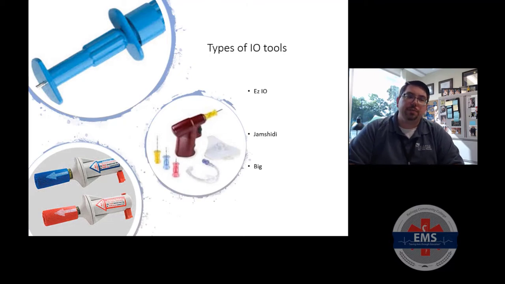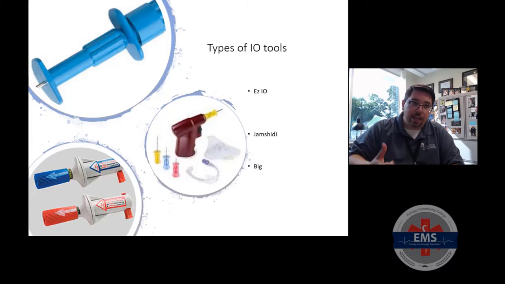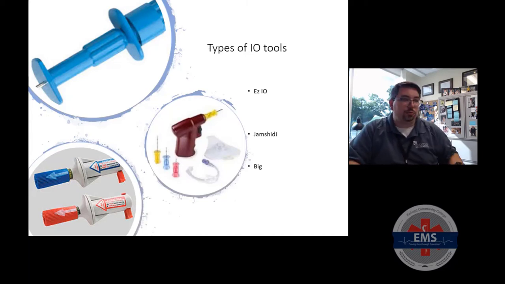There's a number of different types of tools that you may see used in the field. The most common one that is used now is the Easy IO. There is a number of different types of IO guns. This is a battery operated drill. They also have now the SAM IO, which is a hand-driven drill-like device, almost like a ratcheting type device, kind of neat. And then we have older styles or more traditional styles, which include the Jamshidi, or in this case, as denoted in the image, the Jamshidi.